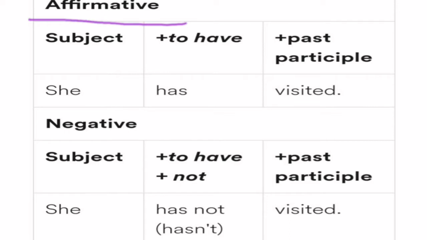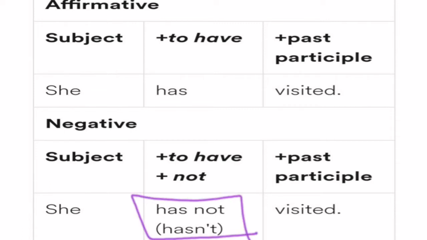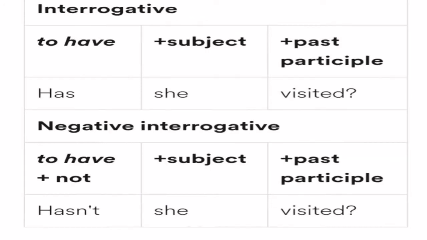Affirmative: subject plus verb to have plus past participle, either irregular or regular. For example, she has visited. Negative: subject plus verb to have plus not plus past participle. For example, she has not visited. Here, has not or hasn't is the contraction.